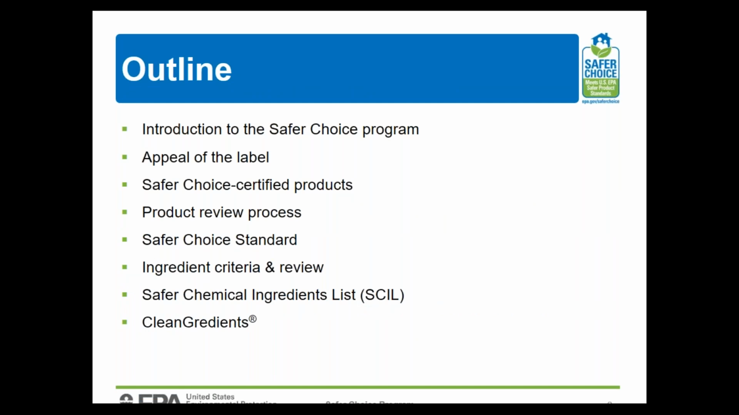So today, Randy and I are going to walk you through a little bit of information about the Safer Choice Program. We're going to talk about the label and explain what it means, and then walk you through the products we certify, our product review process, the standard that's behind the label, and our ingredient criteria for chemicals, and also two lists that we think you should be aware of: our Safer Chemical Ingredients List and GreenBlue's Clean Ingredients Database.